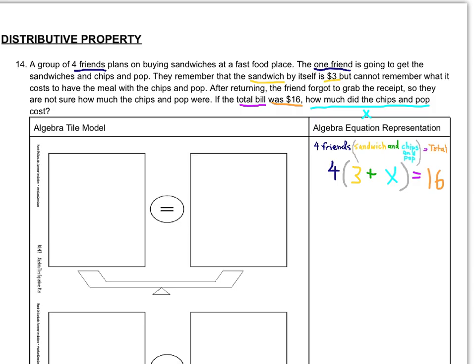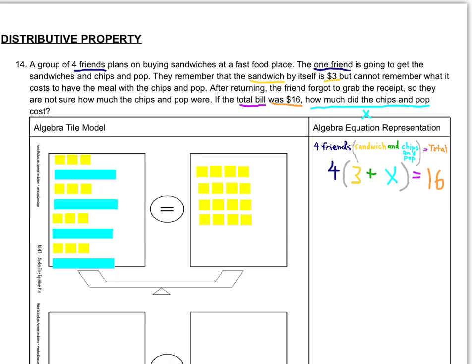Can you solve this problem? What would you do? Let's start by setting up the algebra tile model. So here's one order. We have 3 plus x, that's one order, but I need 4 of those, so now we have 1, 2, 3, 4 orders of that. And on the right-hand side, we need 16. Now what should we do?